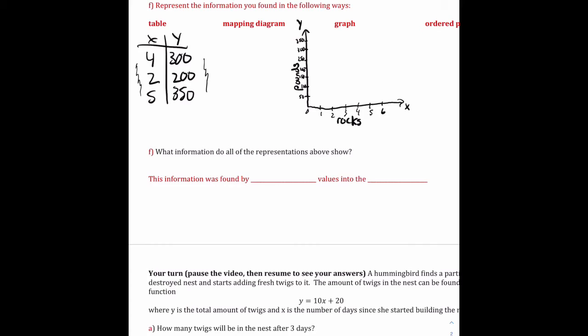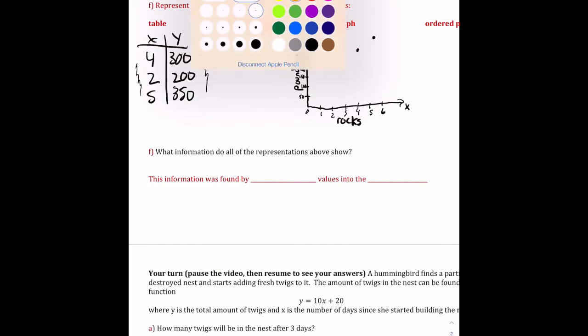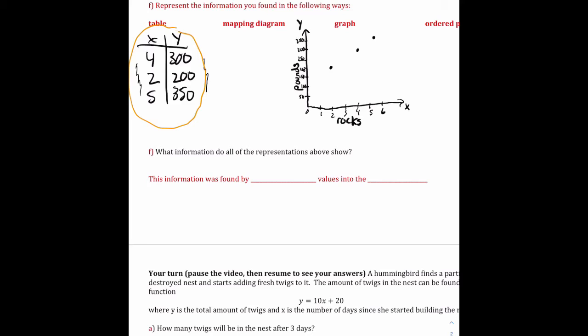5 and 350 is right there. About 2 and 200 is right there. And 4 and 300 is about right there. Getting that information from the table. So then you can go ahead and plot a line. There we go. This graph is representing the weight as you increase the rocks.